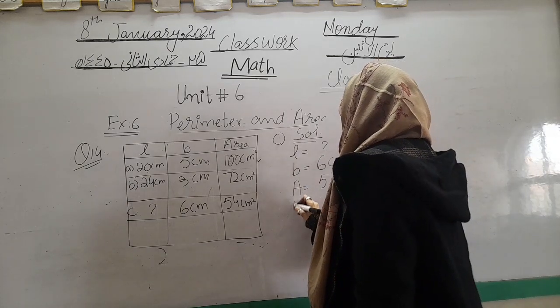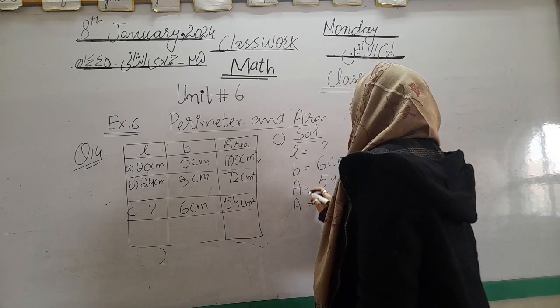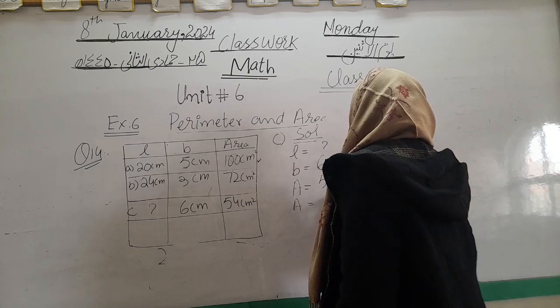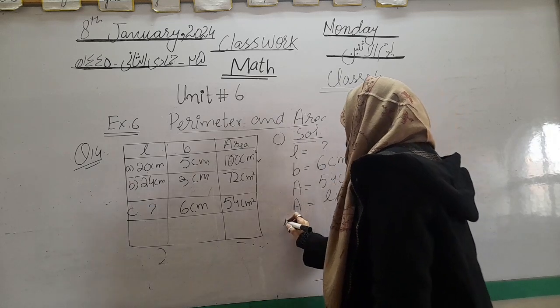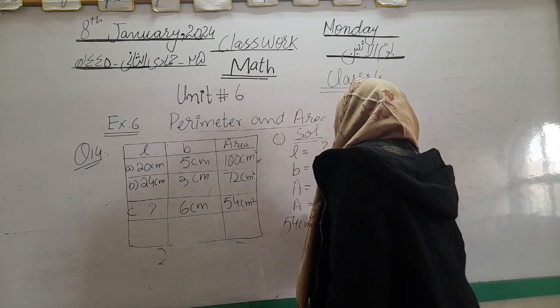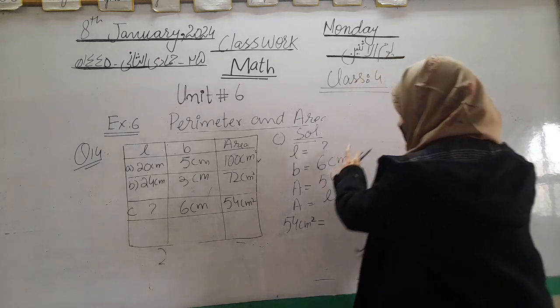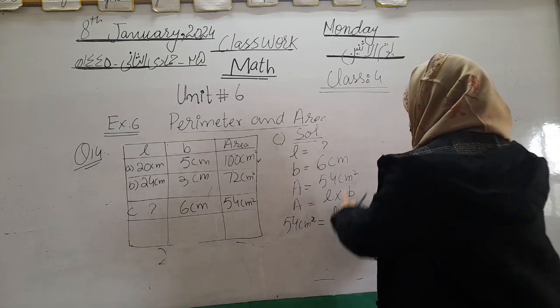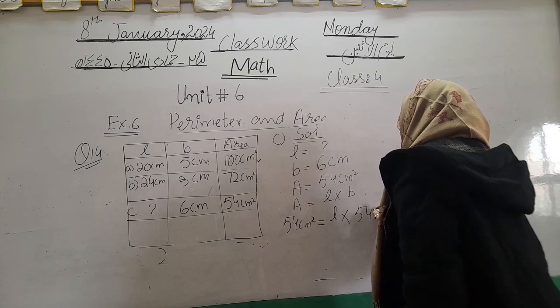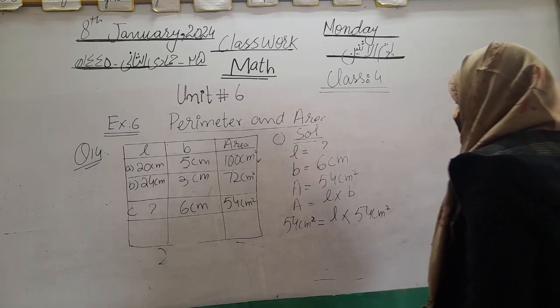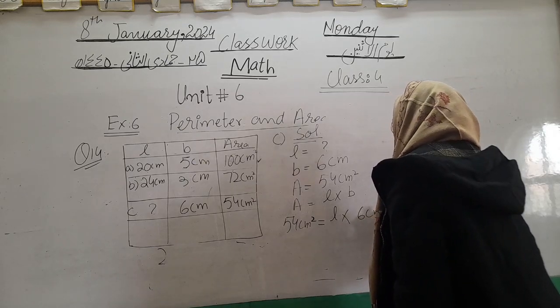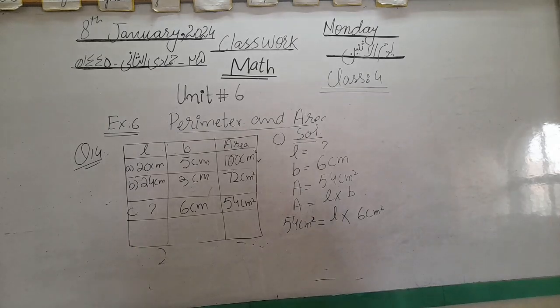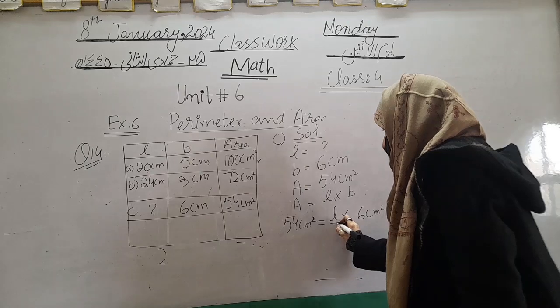And for length, you have to write the formula of area. What is the formula of area? Length multiplied by breadth. Now what is the value of area? Area is 54 centimeter squared. What is the length? Length you have to find. And what is the breadth? Breadth is 6 centimeter. Sorry. Now you have to find the value of length.